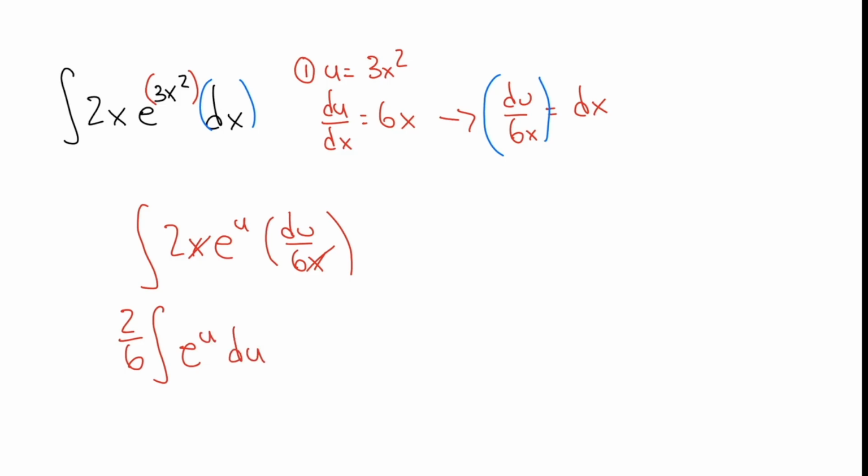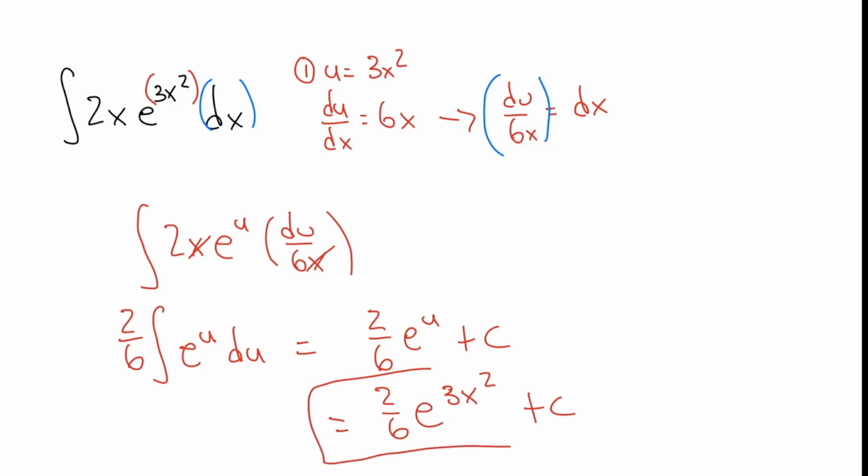Now, all we're going to do is integrate this in terms of u, and we're going to get 2 over 6 e to the u plus c. Finally, as our last step, we're going to plug in 3x squared back in for u to get 2 over 6 e to the 3x squared plus c as our final answer.